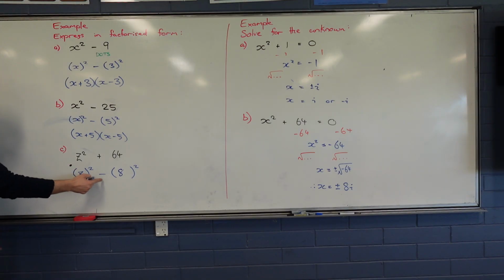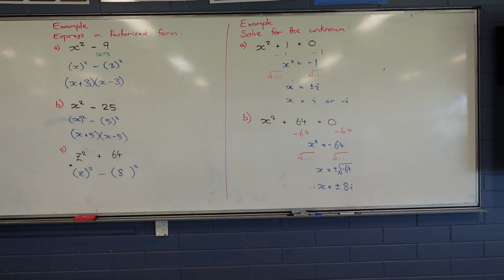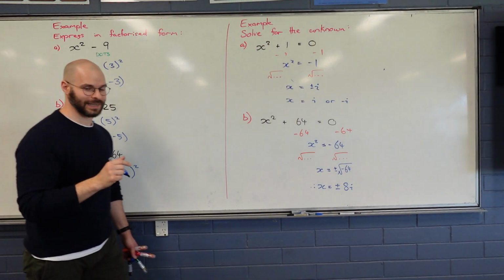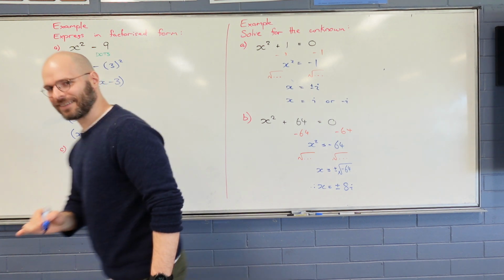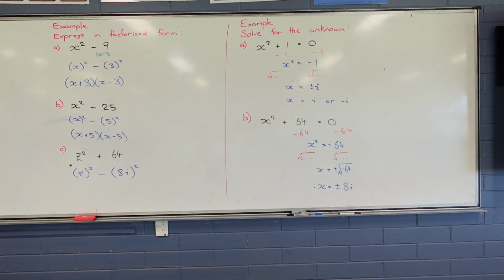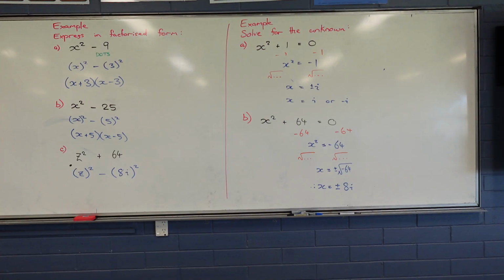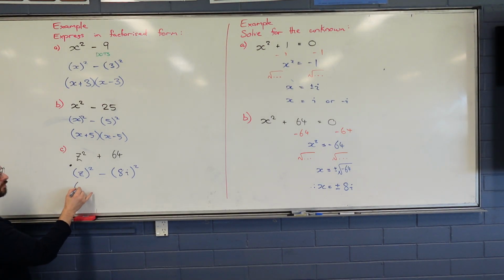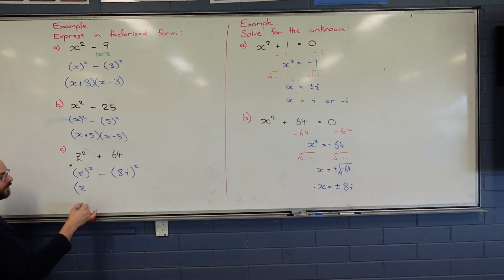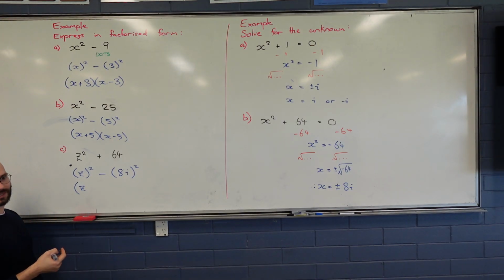It'll be z squared take 64. So what should we put in there? Not quite. If we put the i in there, then when we square 8i, we're going to get what number? Positive 64? Not quite. Negative 64. And therefore, writing this in its fully factorized form, what are we going to write here?